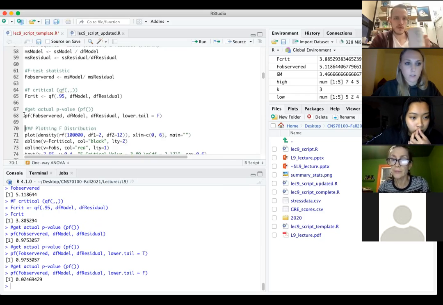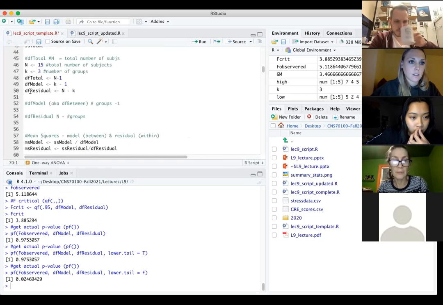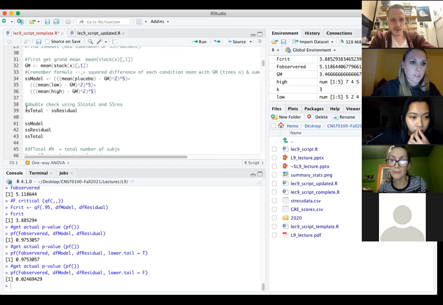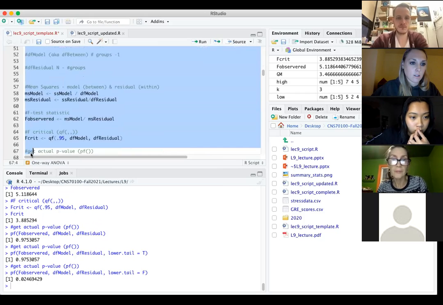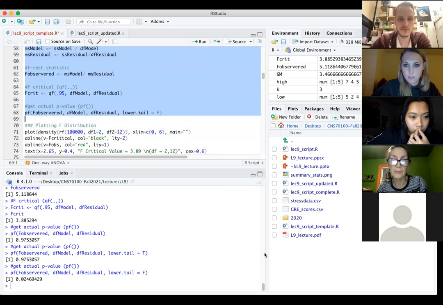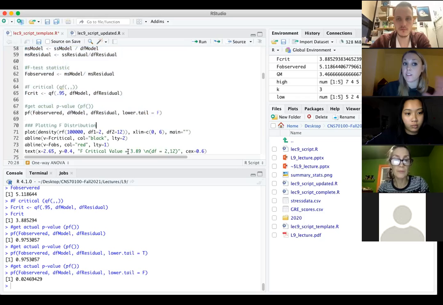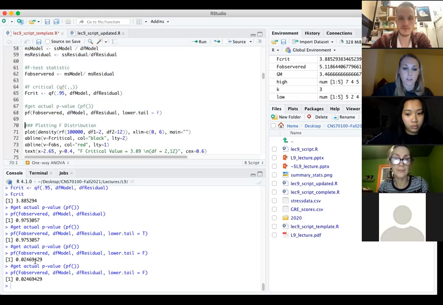For SS total, I will send that. Here, I'll send this. I'll actually just grab this whole chunk, all the way down to here. So this is the whole conceptual part of creating that ANOVA table. And you can see here, our p-value is 0.0246, exactly what we saw in the PowerPoint.